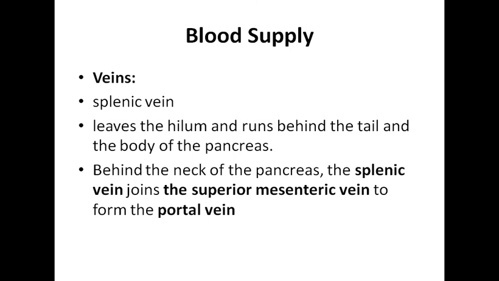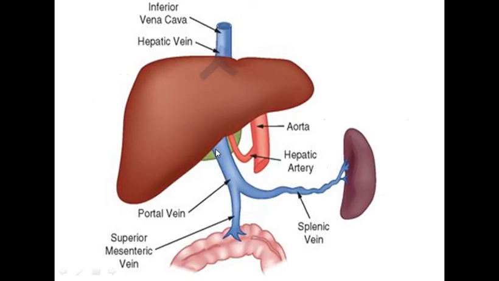The venous drainage is via the splenic vein. The splenic veins leave the hilum and run behind the tail and the body of the pancreas. After crossing this course, at the level of the neck of the pancreas, the splenic vein joins the superior mesenteric vein and forms the portal vein. This is important, right? From the hilum the splenic vein will come out, draining venous blood, and will run behind the tail and body of the pancreas, and at the neck region, imagine this is the pancreas region, right? Coming from the hilum, running behind the tail and body into the neck region, this is the region of the neck of the pancreas, here it is uniting with the superior mesenteric vein forming the portal vein.